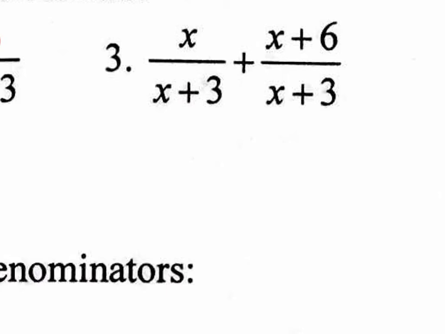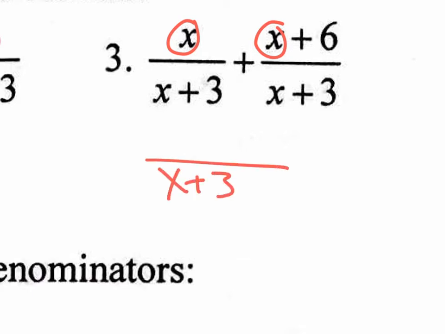What's my answer going to be? Could I add the top with the top? Could I add this guy with this guy? Yes, I could. I could combine the x with the x. So the common denominator is going to be x plus 3, and we end up with 2x plus 6.